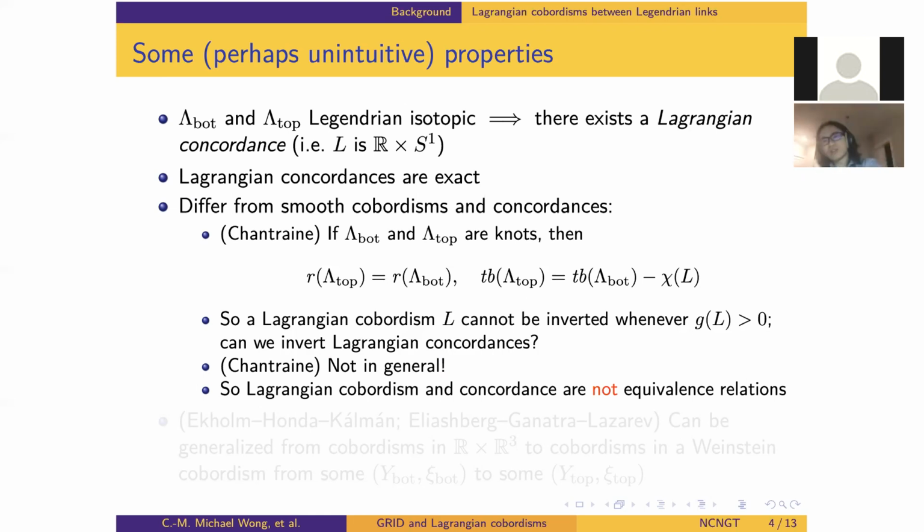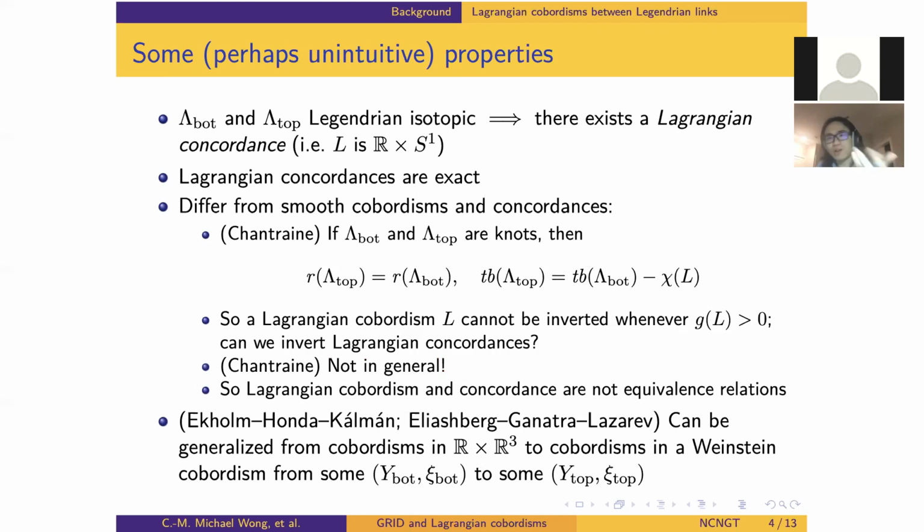Now, in a different direction, I want to just mention that the notion of Lagrangian cobordisms can be generalized to a more general setting, from R cross R3 to cobordisms in a Weinstein cobordism. This has been done by Ekholm, Honda, Kálmán, and Eliashberg, Ganatra, Lazarev.